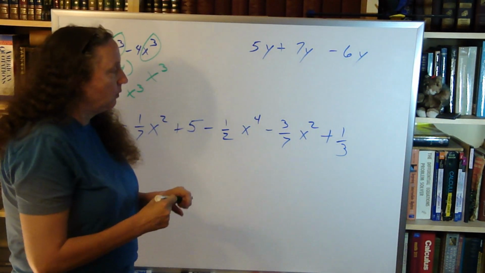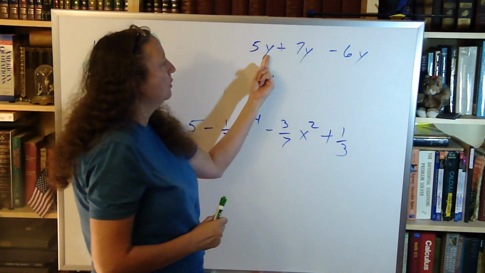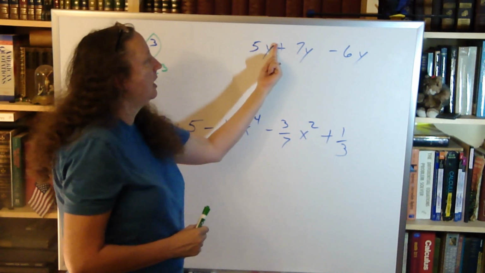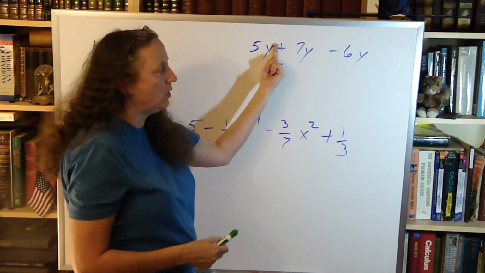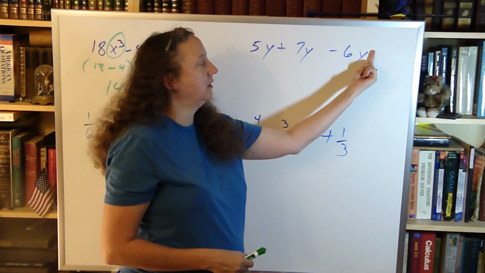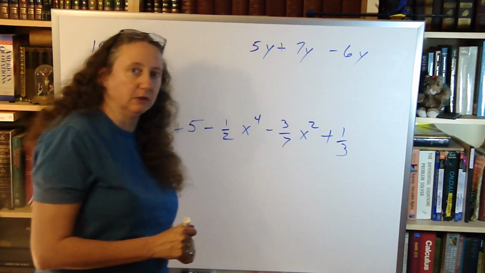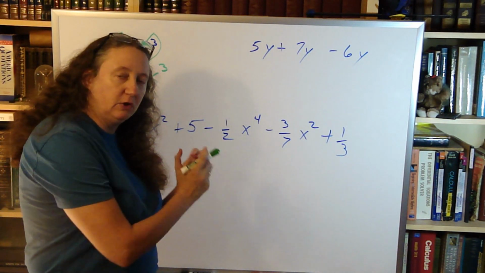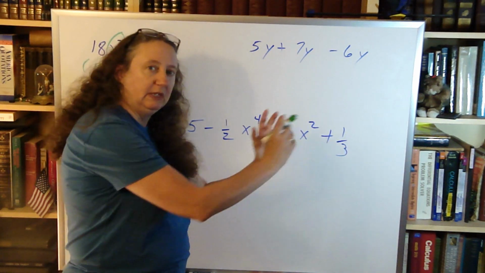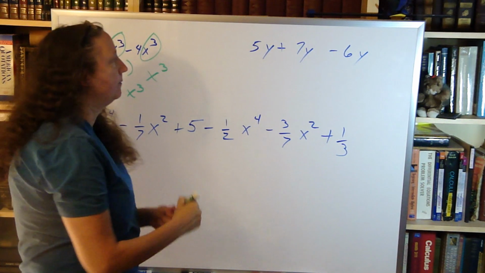Over here, we're going to check first to see, do we have like terms? We have the letter y, letter y, letter y. Good so far. Exponent, not written, assumed 1. Not written, assumed 1. Not written, assumed 1. They all have the same letter, same exponent on that letter. So we are going to combine the coefficients by adding and subtracting, and we're going to leave the letter with the same exponent that it has.